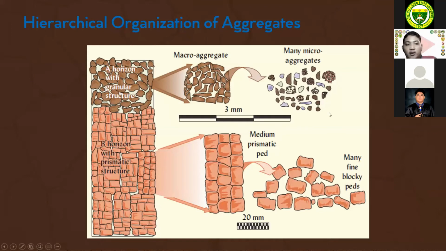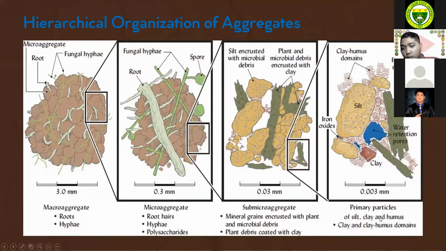First is, we have what we call the primary particles of silt, clay, and humus. So you can see here the individual particles of silt, then clay and humus. Then we have the organic matter. So they are the primary particles. Then those primary particles, when they are combined together, form what we call the sub-microaggregate. These are mineral grains encrusted with plant and microbial debris. Plant debris coated with clay. So ito yung ating sub-microaggregate. Then sub-microaggregates, when they are combined together, form what we call the microaggregate. So ito yung mga microaggregate natin.